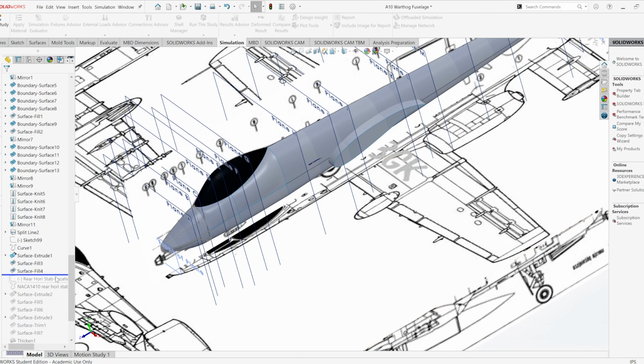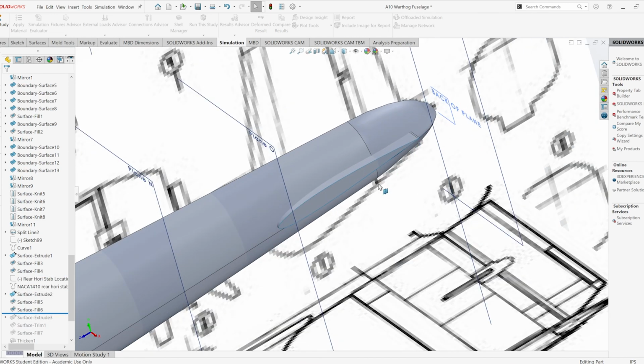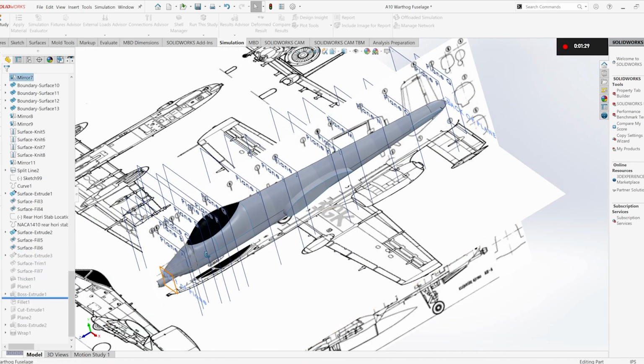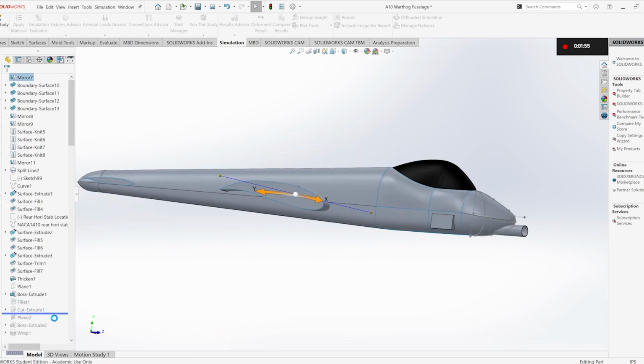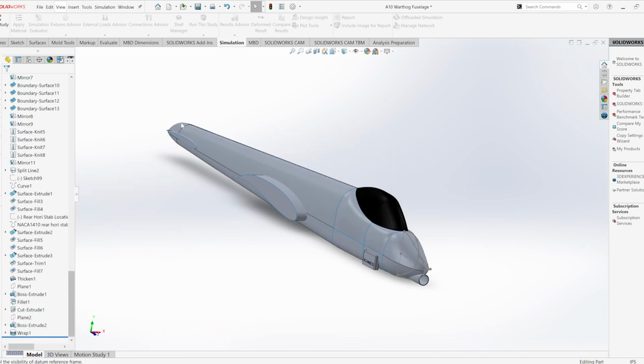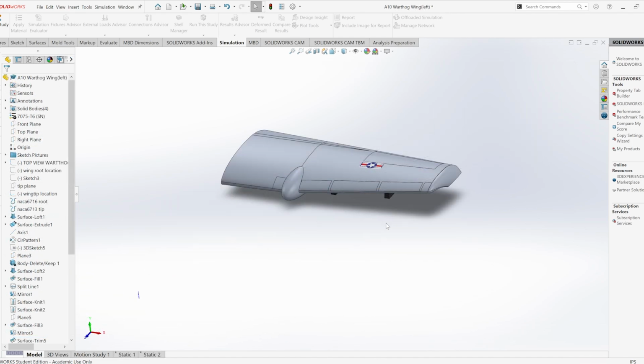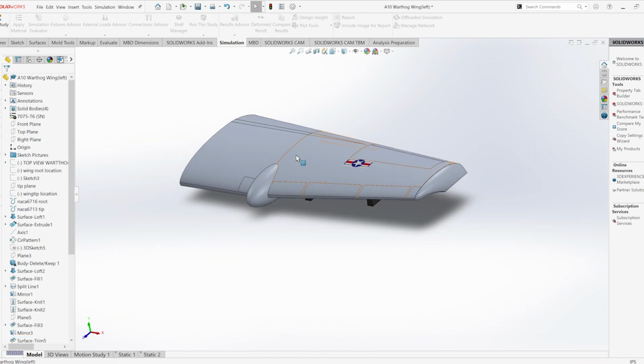For the nose and tail of the fuselage, I had to create a wireframe of a mixture of sketches and guide curves so that I could use boundary surfaces and filled surfaces to create a moderately accurate nose and tail, which I then mirrored.